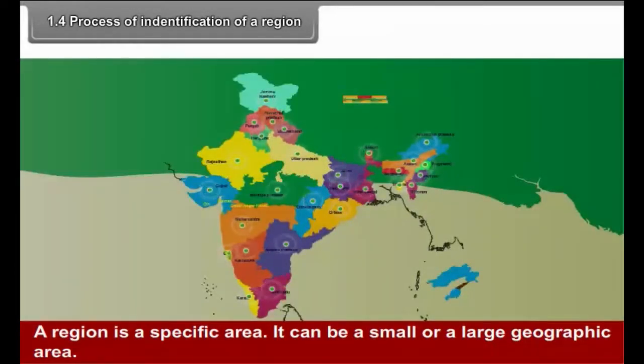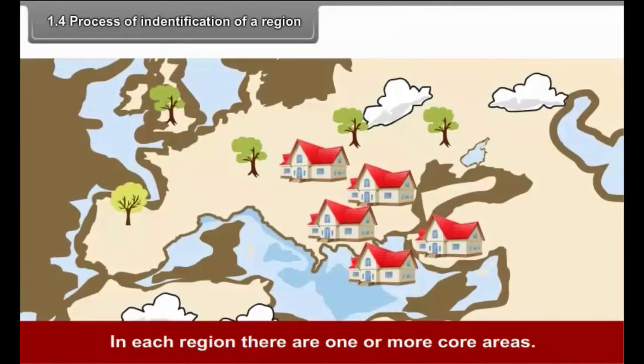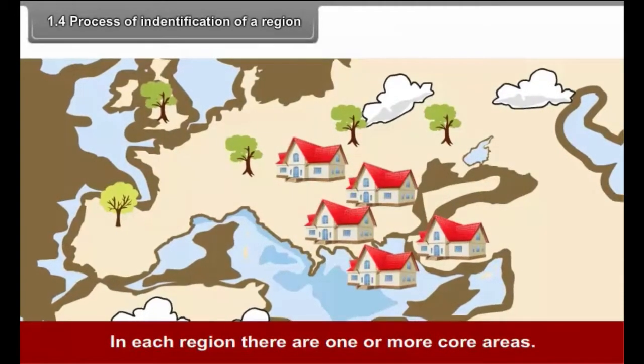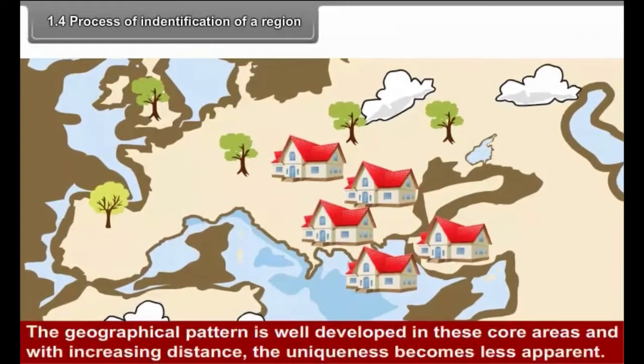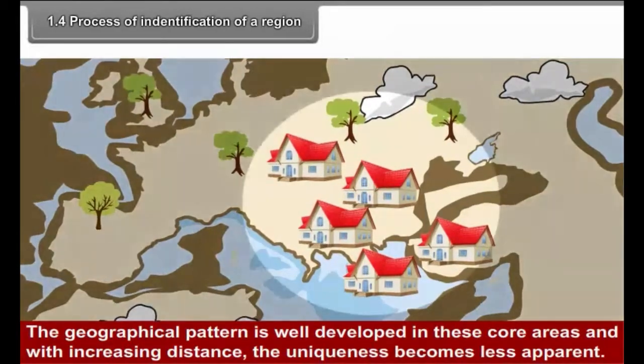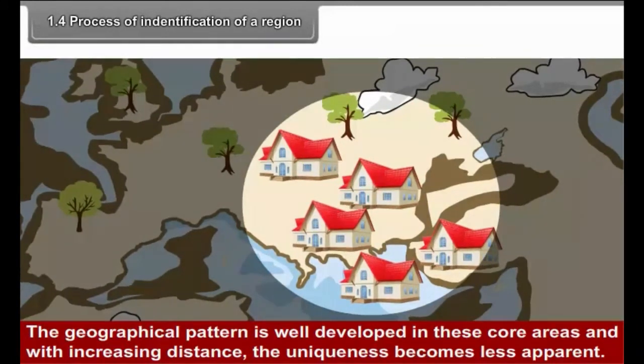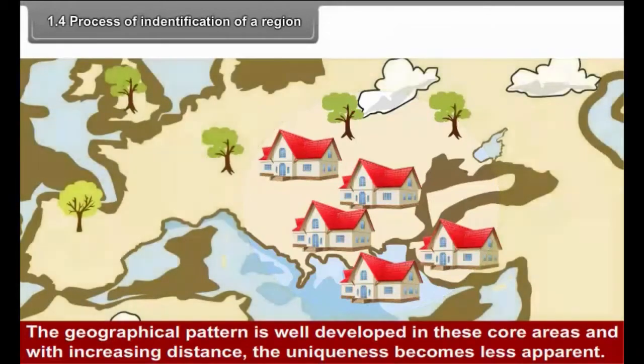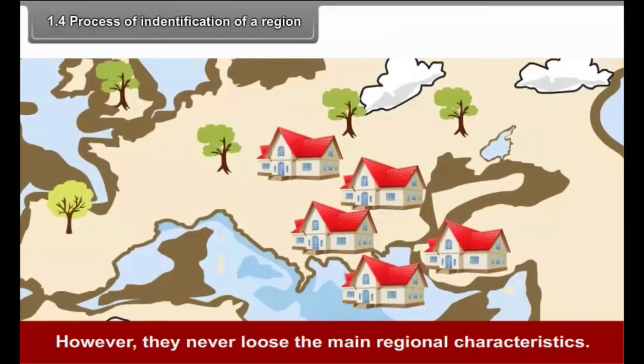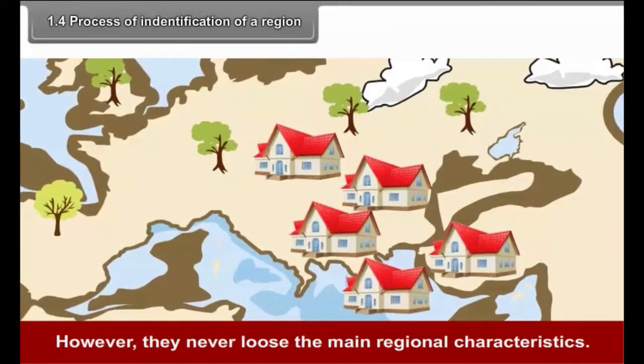It can be a small or a large geographic area. In each region, there are one or more core areas. The geographical pattern is well developed in these core areas, and with increasing distance, the uniqueness becomes less apparent. However, they never lose the main regional characteristics.